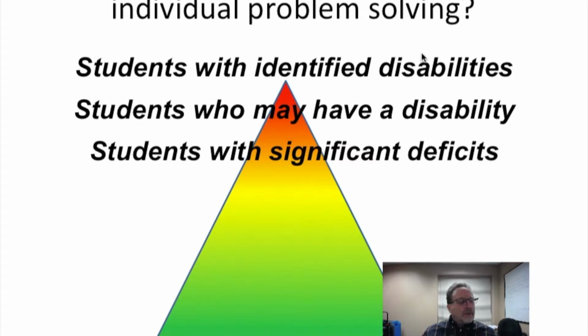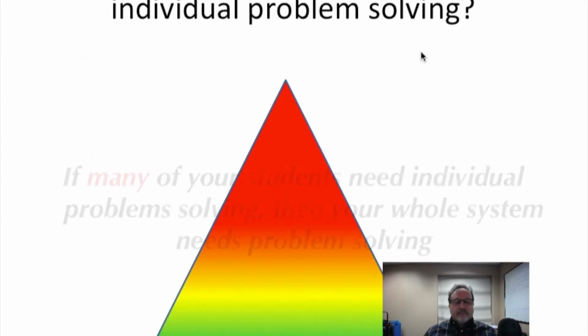So we talked a little bit about who those students are that require individual problem solving. Those are students that may already be identified with disabilities, students who may not have a disability, and students with general significant deficits. And those students, again, have not responded to Tier 2 interventions.